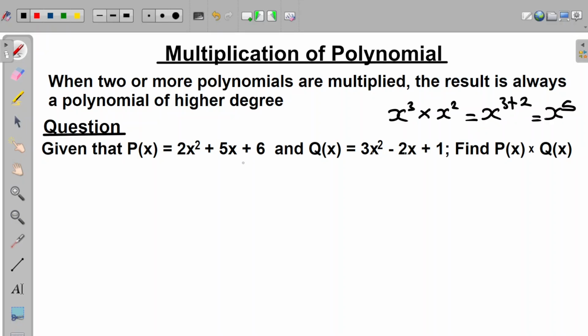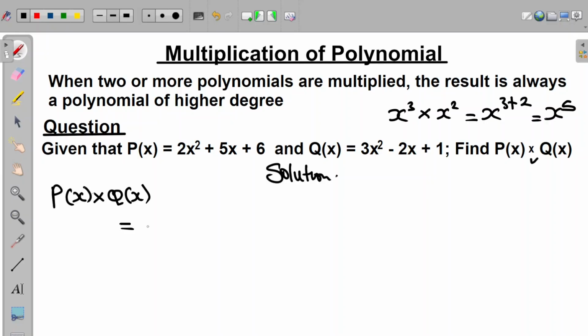So we are given that P of x is equal to 2x squared plus 5x plus 6, and Q of x is equal to 3x squared minus 2x plus 1. So we are asked to find P of x multiplied by Q of x. So the question given to us is that we should find the product of P of x and Q of x.